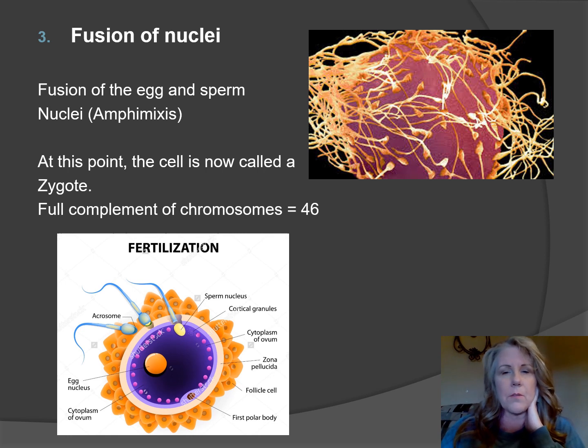So if you remember, we think you discussed this in lab about the haploid cells. The haploid gametes are 23 because the egg will carry half, the sperm will carry half, and once those nuclei fuse, you have that full complement of chromosomes, which is 46 for humans.